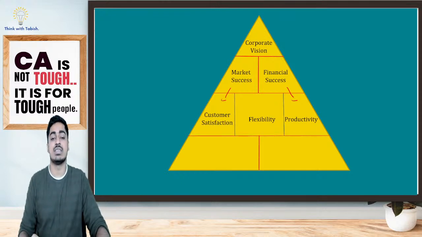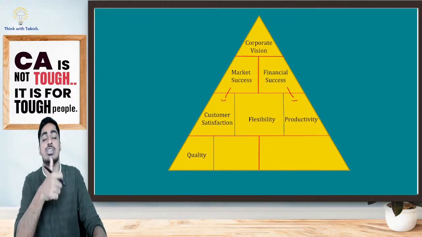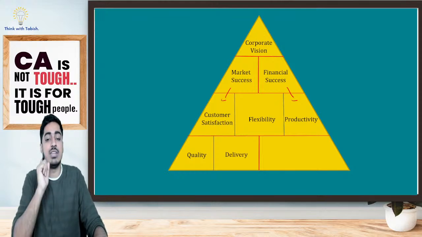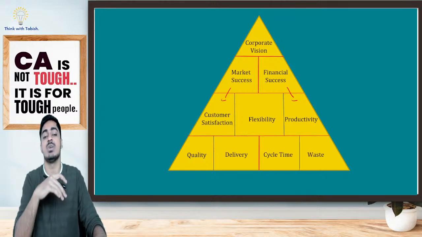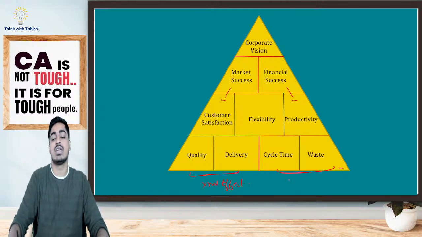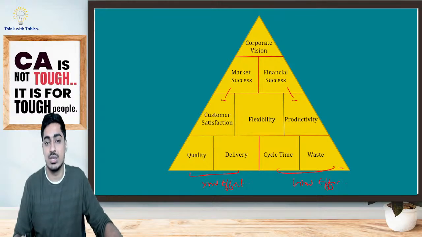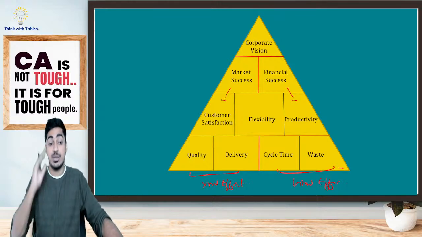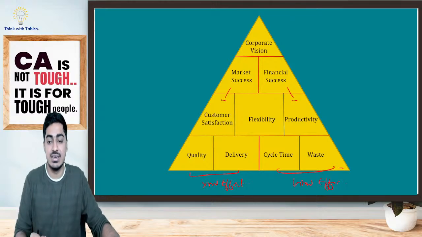Finally, how do I achieve these, students? For market success, I should be producing quality goods and giving on-time delivery. For financial success, I should be reducing my cycle time as well as my waste. So this one I can call my external effectiveness. This one I can call my internal efficiency. Your performance pyramid model is over. Is it clear, everyone? Did you get a proper idea of what it is, why it is, the way it is there? Is it clear?